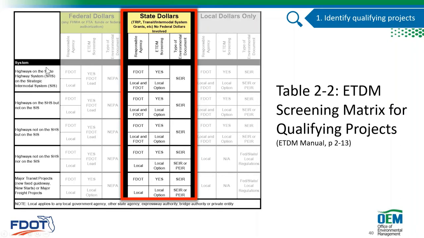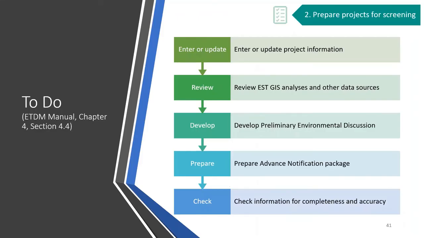Like, for example, is it on the SIS? Is DOT responsible, or is it local and DOT? Then there's a local option. You may decide to do it or not to do it, and the type of environmental document is likely a SEER. So this chart people find very helpful in the ETDM manual to help them figure out what needs to go through the ETDM process. So I wanted to bring that to your attention. So then the second task is preparing projects for screening.